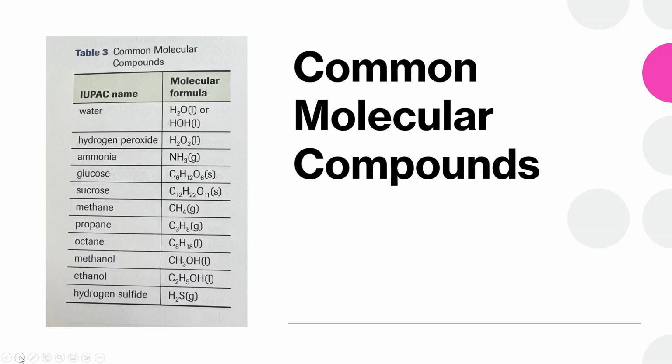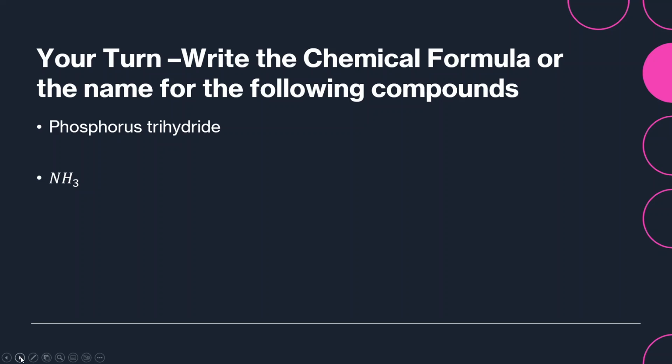So those are some common molecular compounds. You should just familiarize yourself with those so that if you run into them, you're not totally lost. So I'm going to pause the video here for a second and I want you to write the chemical formula for the first compound there, phosphorus trihydride, and then for NH3, I want you to write the name.